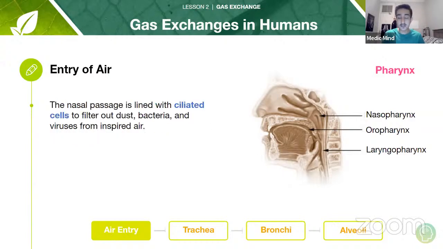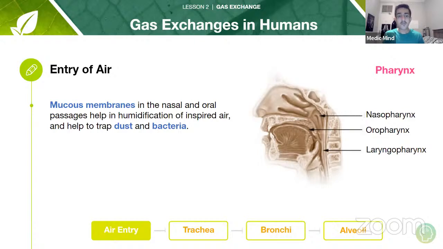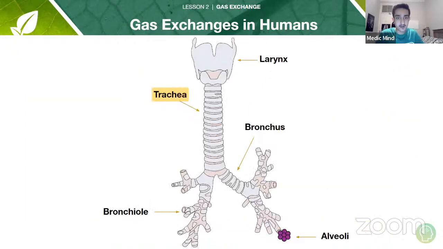The nasal passage is also lined with ciliated cells, so columnar ciliated cells. You've got goblet cells and you've got cilia. The goblet cells produce mucus. The cilia help to waft away the particles that are caught on the mucus. Again, this helps filter out dust, bacteria, and viruses from the air. Mucous membranes in the nasal and oral passages help in humidification of inspired air and help trap dust and bacteria.